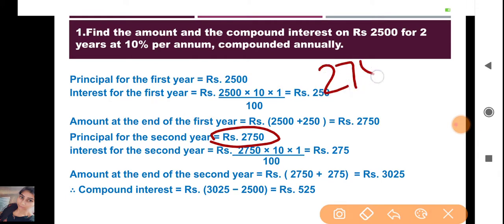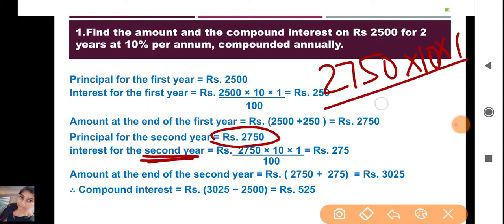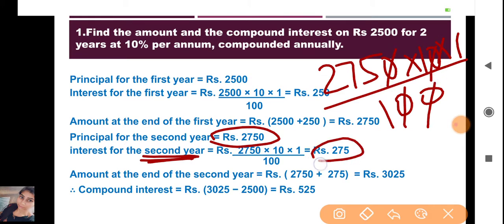2750 will be my P into R. R is 10. Again, for the second year only, not for 2 years. Just have a read of one line, second year. So this is for the second year, into 1 by 100. So again just cancel 0 0 0 0. So you are getting 275. So 275 is the interest for the second year.